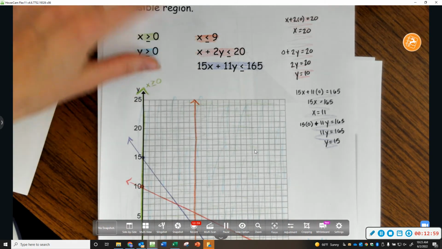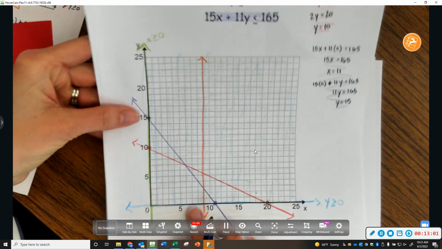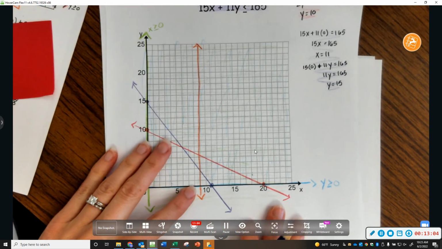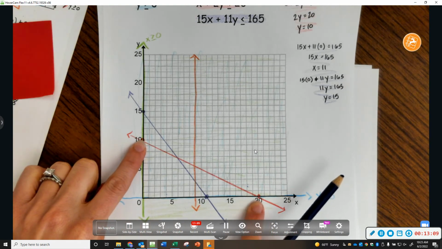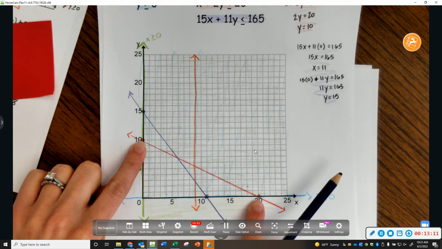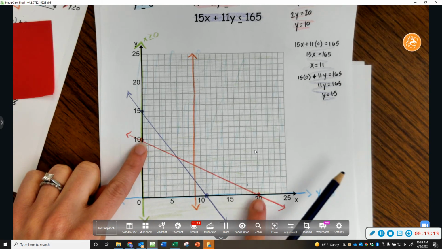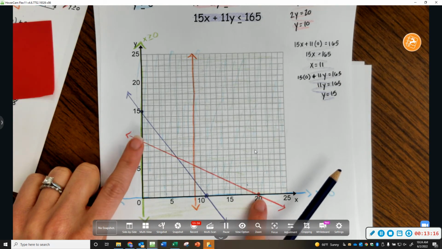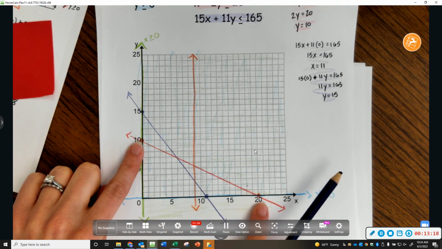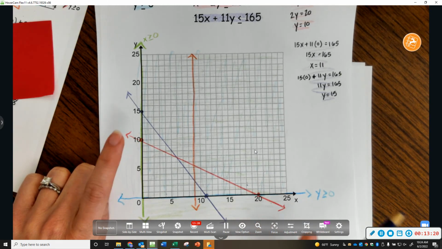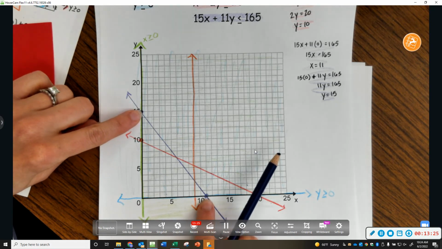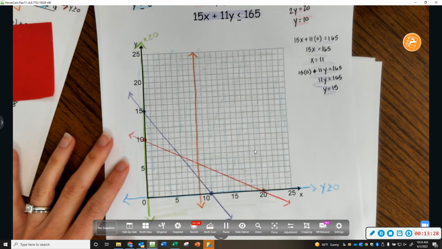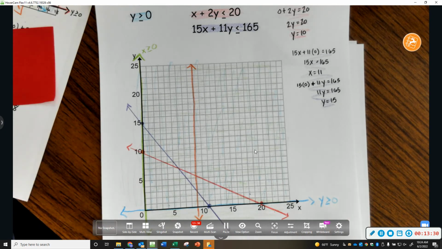So first I did my orange, which is right here, my vertical line of x equals 9. Then I did my red. I graphed my two intercepts and drew a line, making sure that you did x is 20 and y is 10, just making sure that you are putting them on the right axes. That's easy to miss sometimes. And then I did 11 and 15 for my purple. Okay? Now it doesn't matter what color you make them, but color coding things is very helpful.